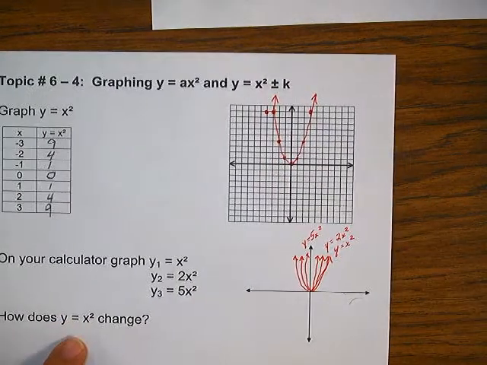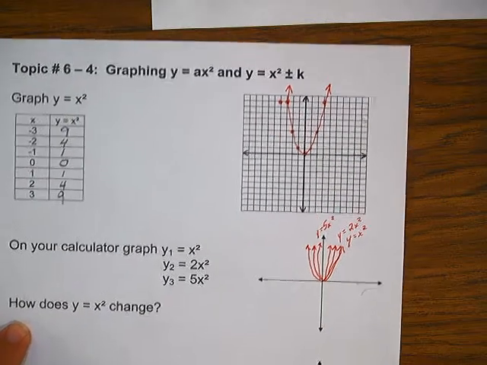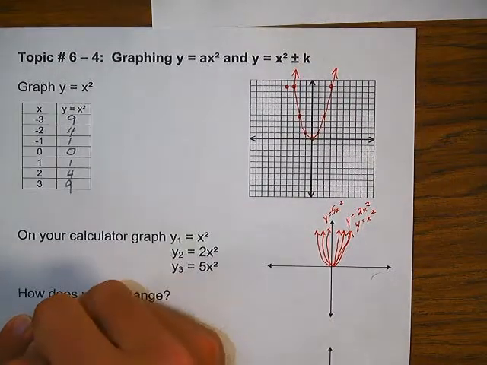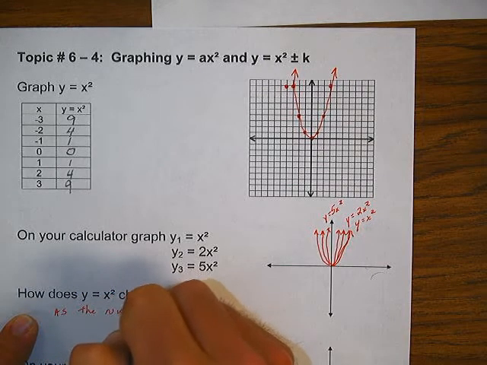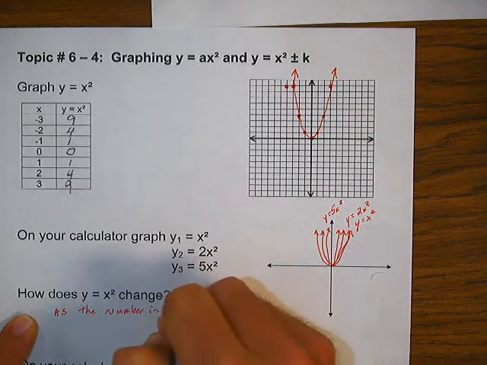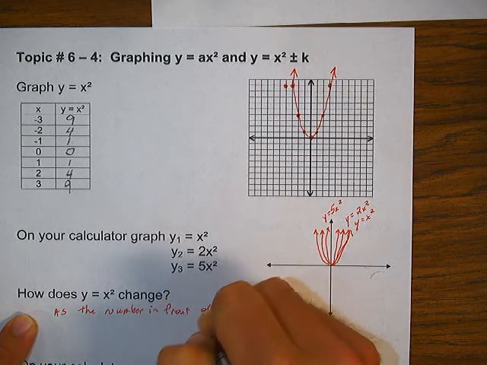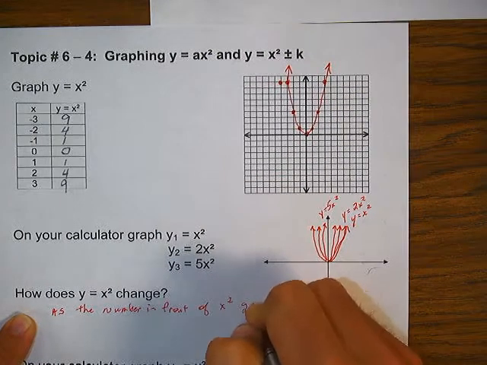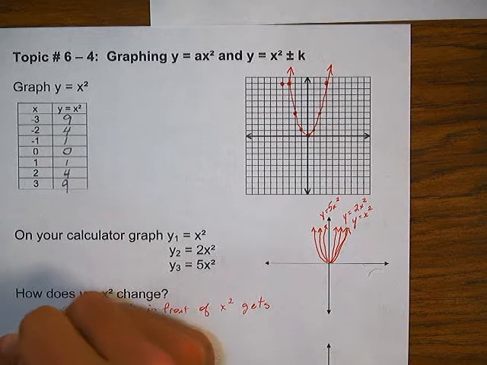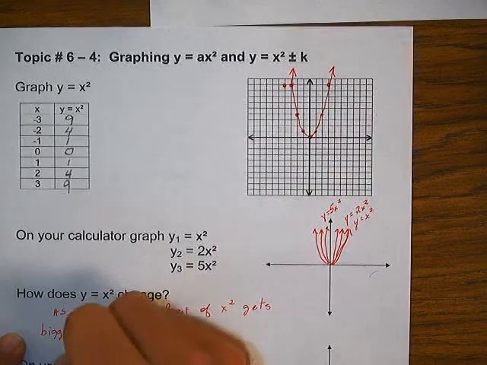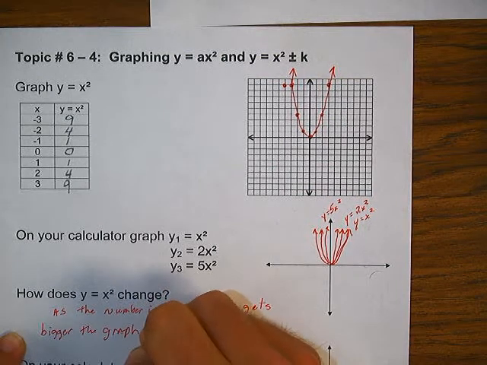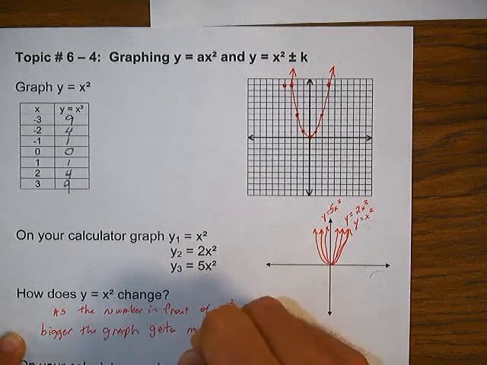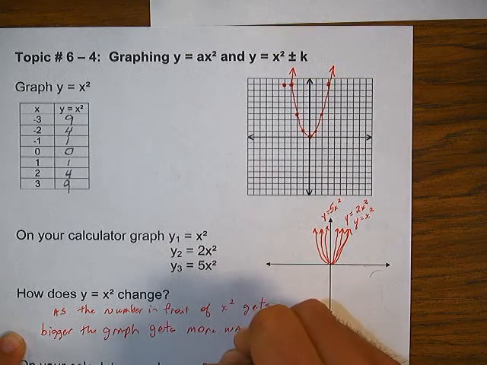Now, right here, our conclusion. As the number in front of x squared gets bigger, the graph gets more narrow.